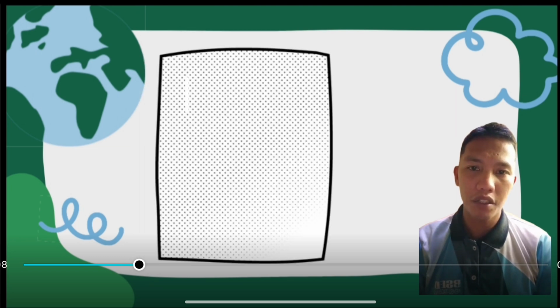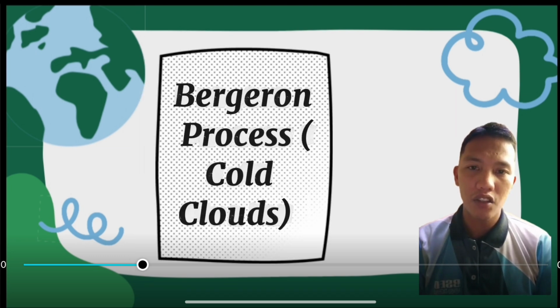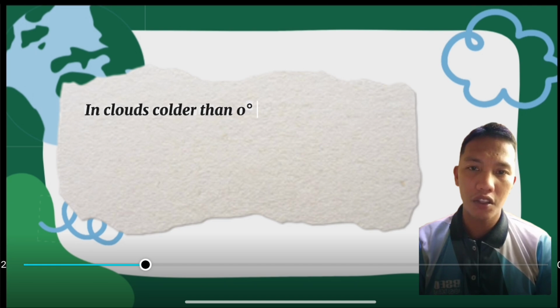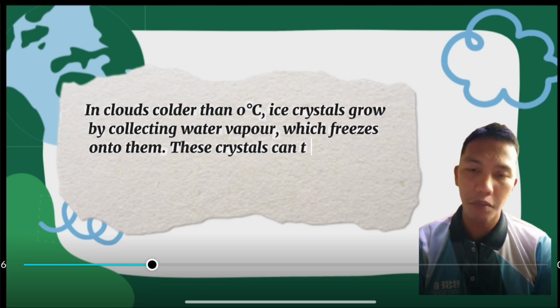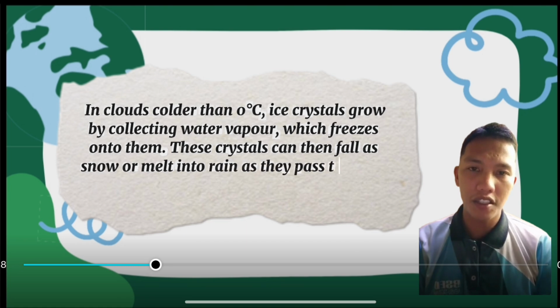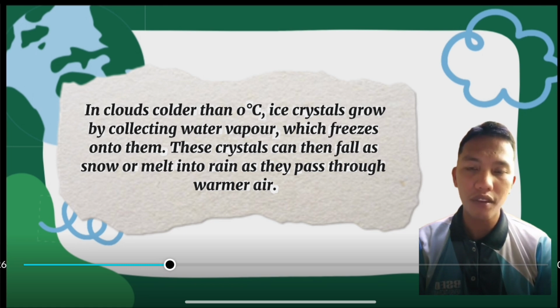Second, we have the Bergeron process. In clouds colder than 0 degrees Celsius, ice crystals grow by collecting water vapor, which freezes onto them. These crystals can then fall as snow or melt into rain as they pass through warmer air.